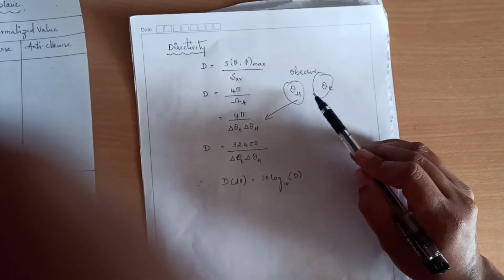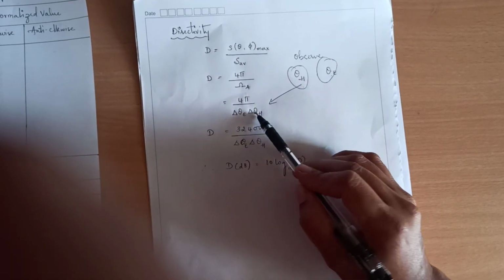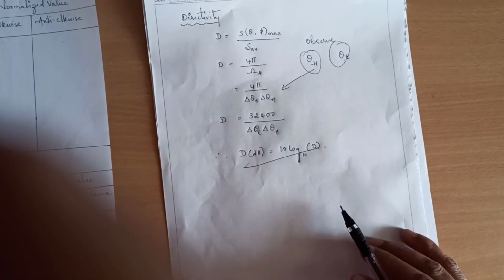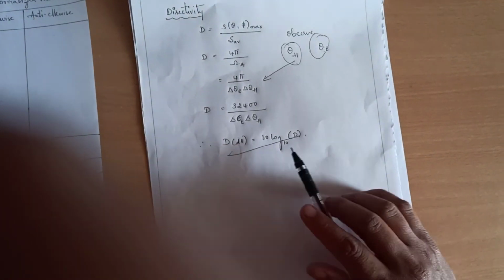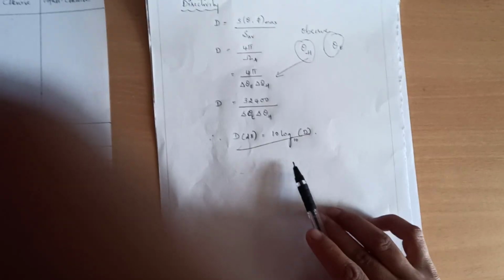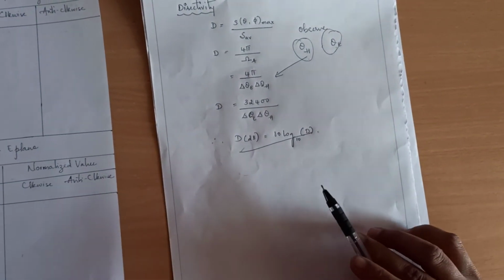Once you get this theta H and theta E, substitute them in this formula, and finally you will get the directivity in dB. This is what our aim is. Our aim was to find out the directivity of an antenna, and this completes this experiment.